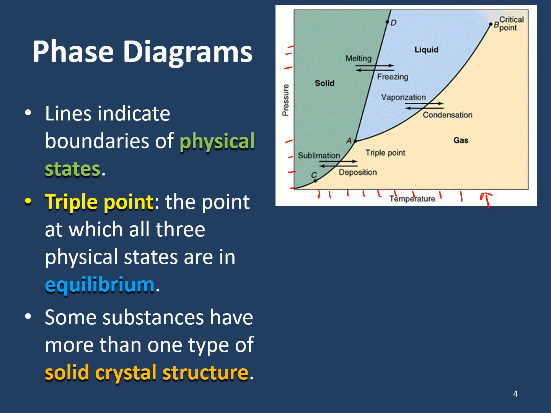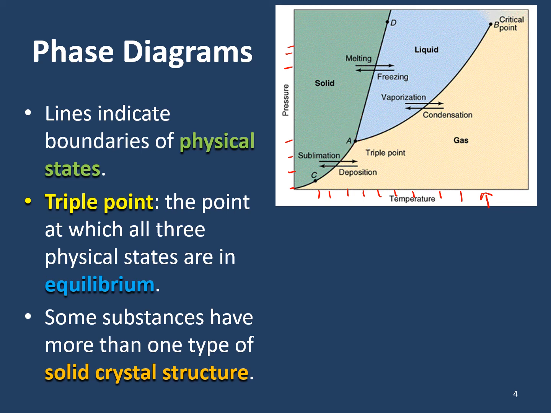Finally, we have a new vocab word called a triple point. The triple point is the point at which all 6 of those physical state changes are occurring at equilibrium. So at the same time I'm melting, I'm also freezing, I'm vaporizing, I'm condensing, I'm sublimating, and I'm depositing all at the same time when I'm at the triple point. It's the point that the 3 different physical state lines meet.